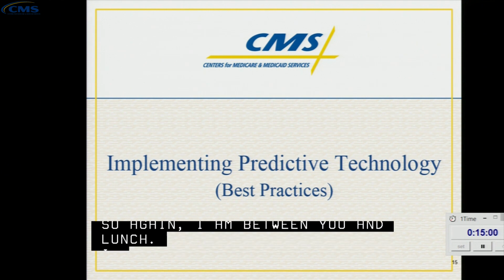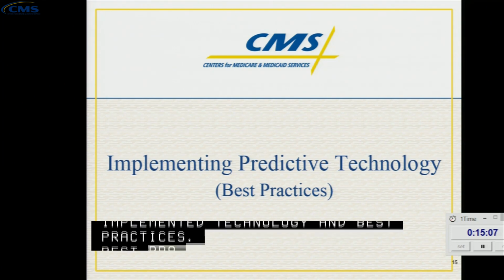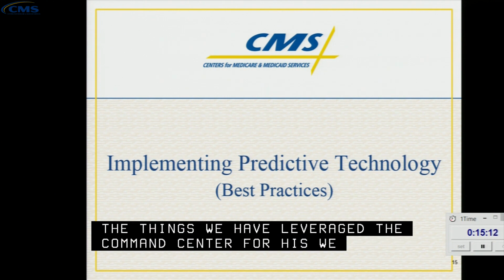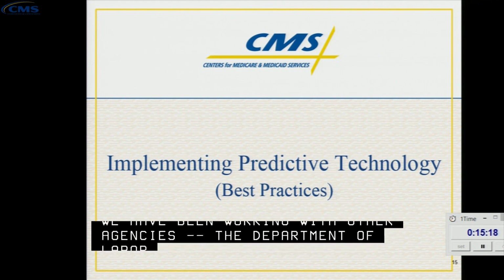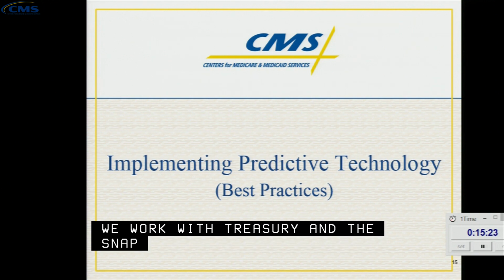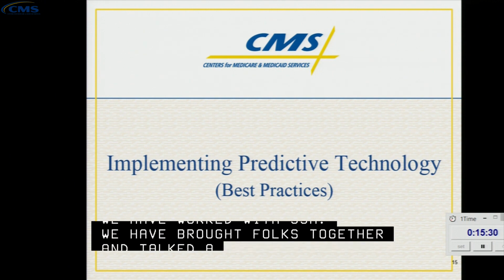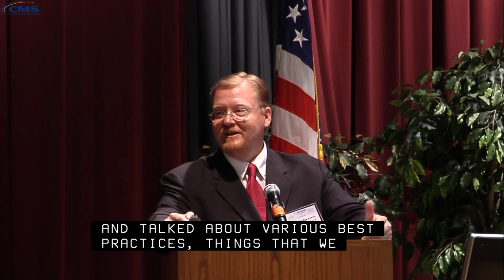And these best practices come from not only our experience, but one of the things we've leveraged the command center for, and we haven't had a meeting in a while, but we need to get back to, is we have a federal work group. So we've been working with other agencies, the Department of Labor and unemployment insurance issues. We work with Treasury and the SNAP program, so supplemental nutritional programs. We've worked with SSA. So we brought folks together and we talk about various best practices or things that we're confronted with. One of the big ones was this measurement issue. And we haven't met in about a year, but we're going to do it again soon.